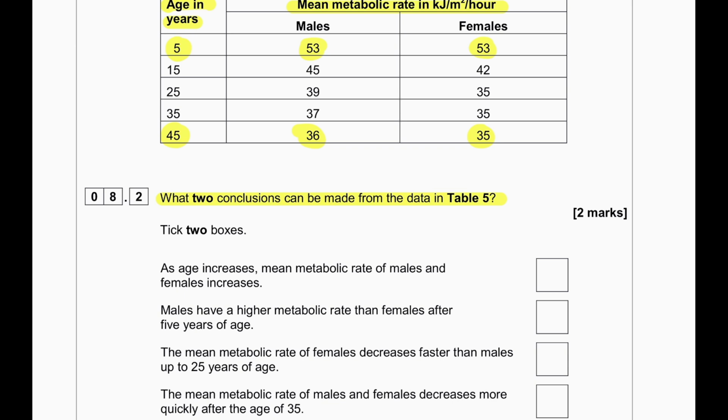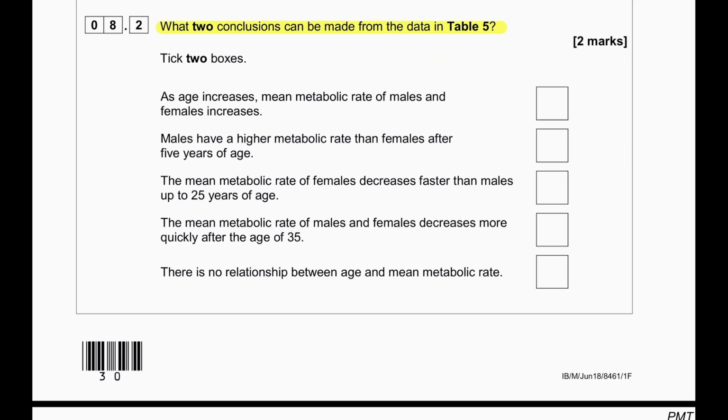Okay, so first of all, the first conclusion that we can make is that as the age of both males and females increases, the metabolic rate decreases. So this one we can conclude. The other one we can conclude is that females generally have a lower metabolic rate compared to males. These are the two conclusions that we can make. However, at age 5, both of them had similar metabolic rate. So let's see the comments now.